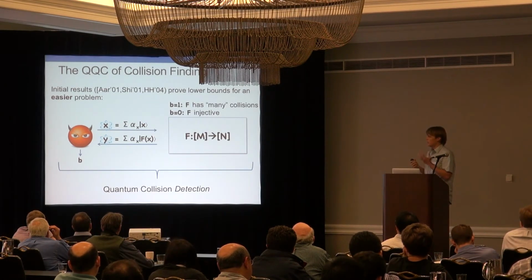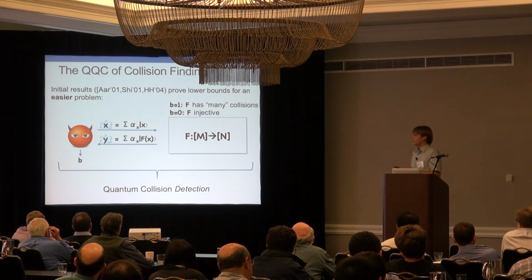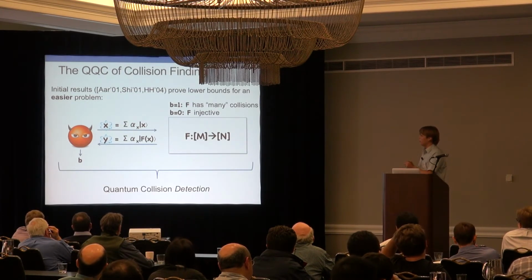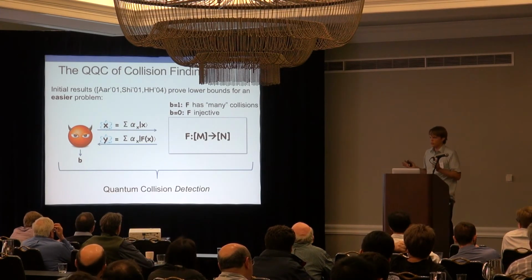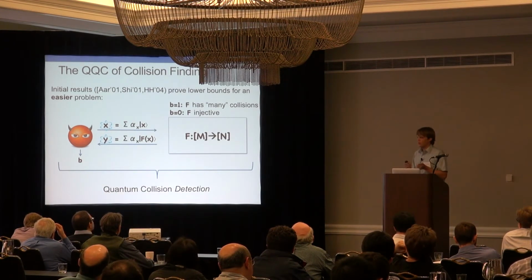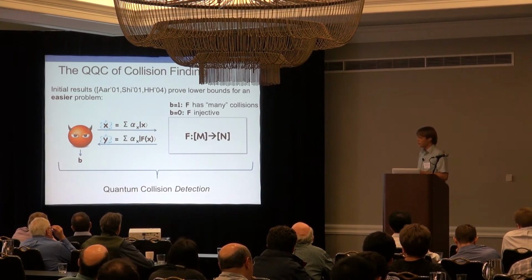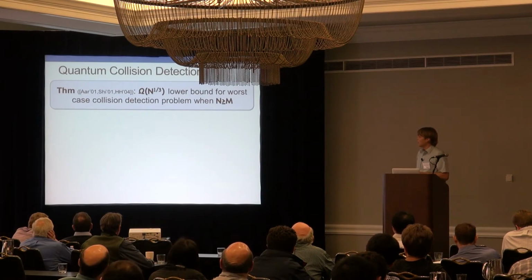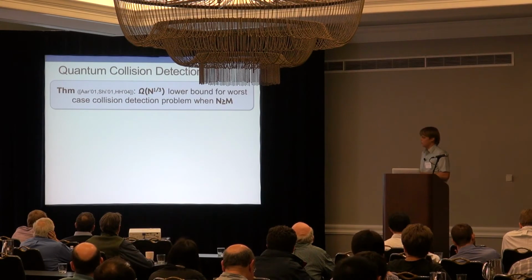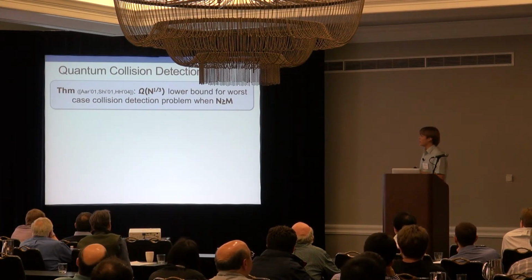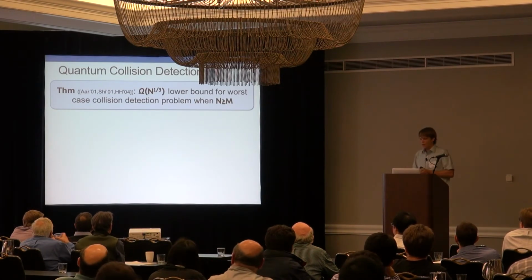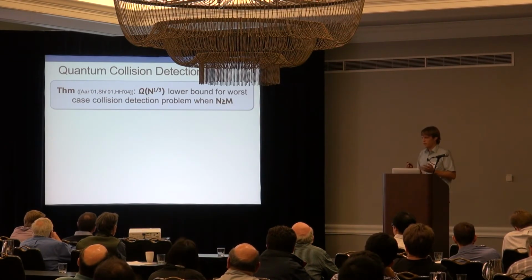So basically, the adversary is given oracle access to functions from one of two worlds. In one case he's given a function with many collisions, and in the other case he's given a function with no collisions, totally injective. And his goal is to figure out which is the case. And the early results showed basically a lower bound of n to the 1/3 for this problem, in the worst case, when the output size is at least as large as the input.